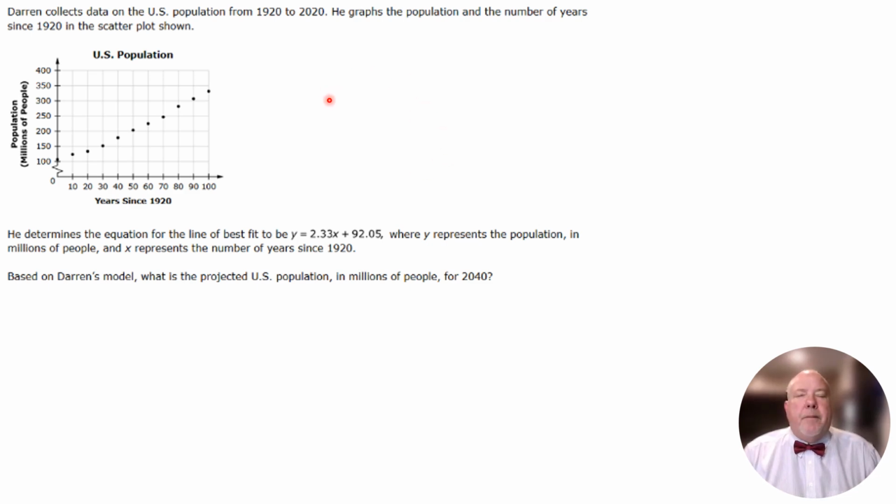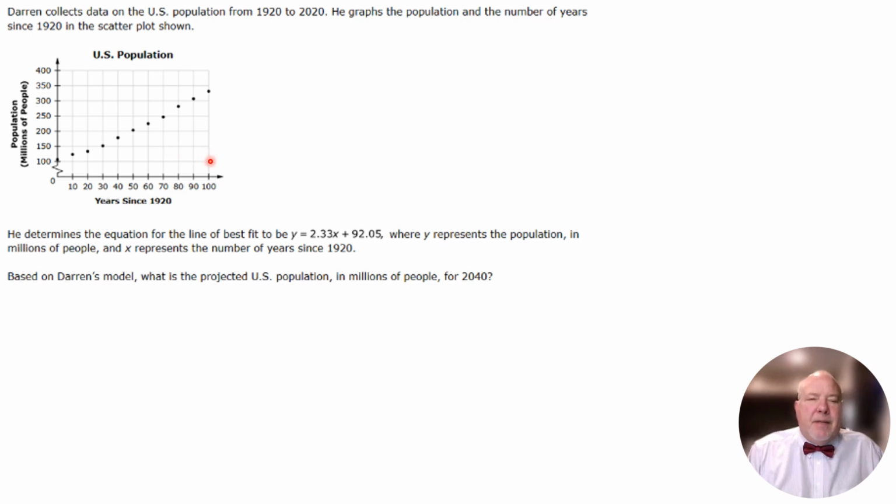In my opinion, what makes this question challenging is all of the information that you're given. The root of this question and the math that you have to do is actually really easy math. The hard part is trying to figure it out with all this information. So we've got this scatter plot, and the scatter plot shows US population and years since 1920. These numbers are given in millions of people.